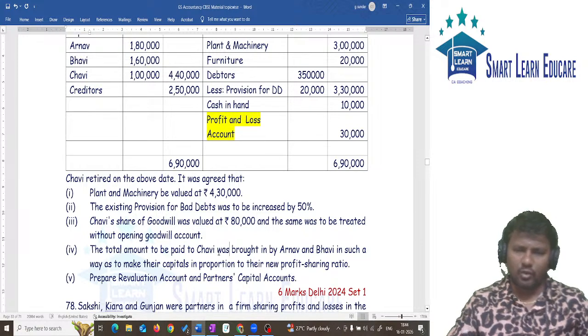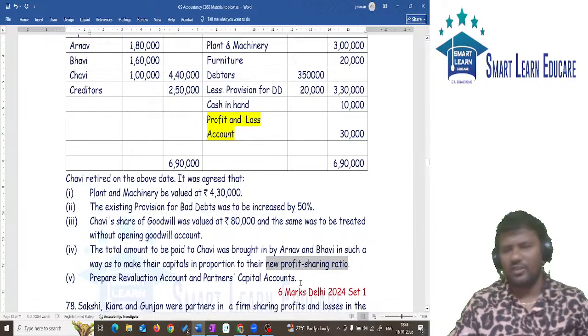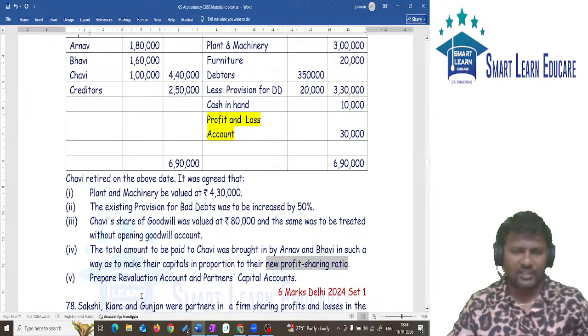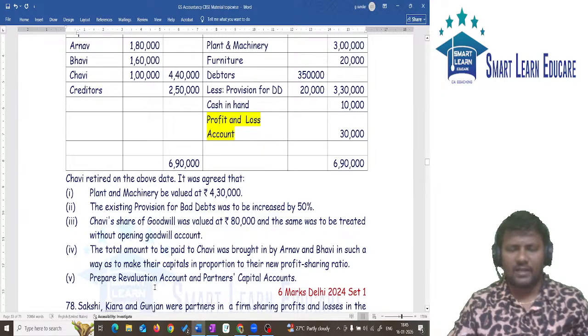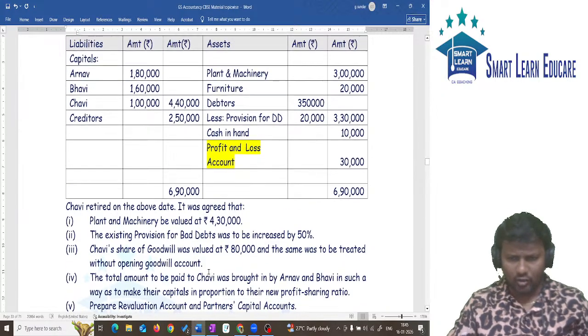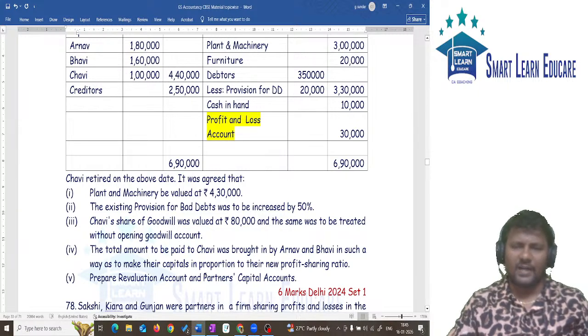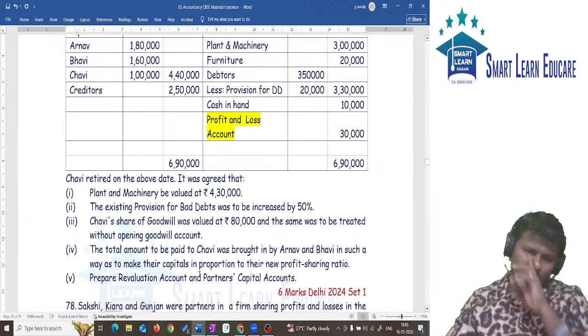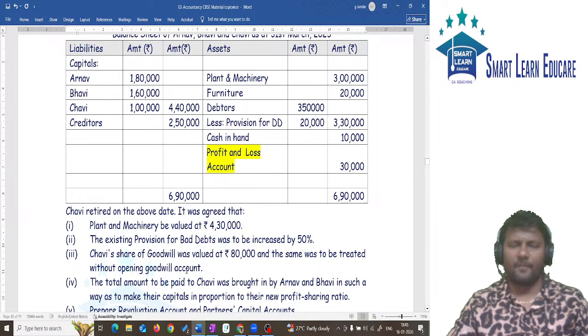Next, the total amount to be paid to C was brought in by A and B in such a way as to make their capital in proportion to their profit sharing ratio. Again we have capital proportionate adjustment. So the question requirement: prepare revaluation account and also prepare partners' capital account. That's all. So this is the thing. First go through this question.